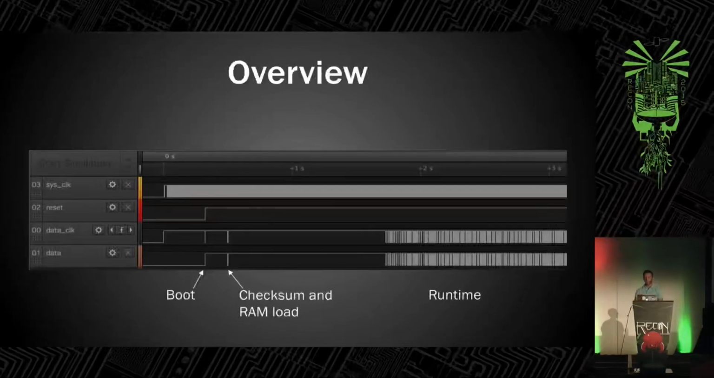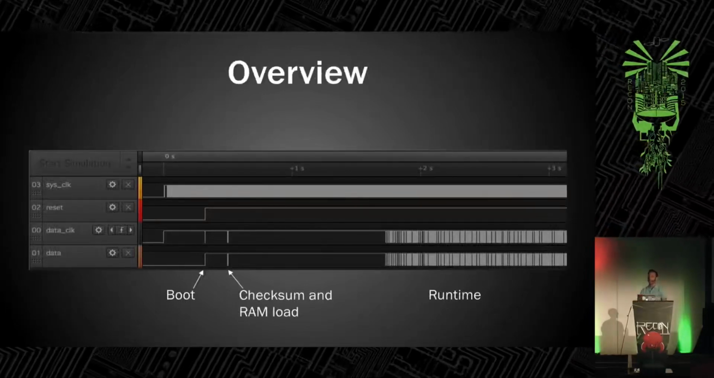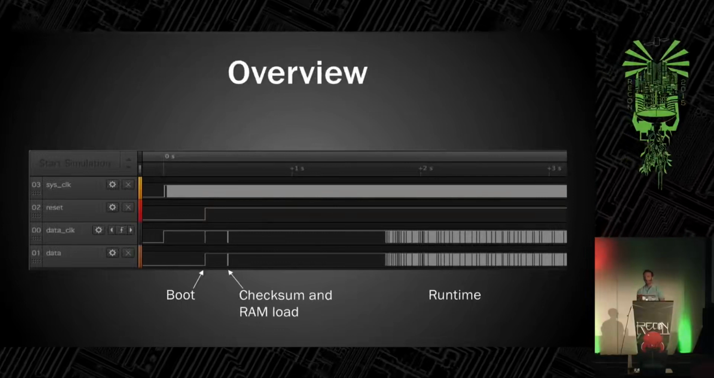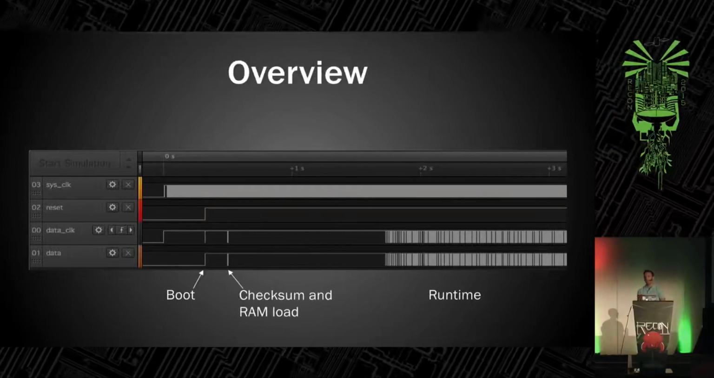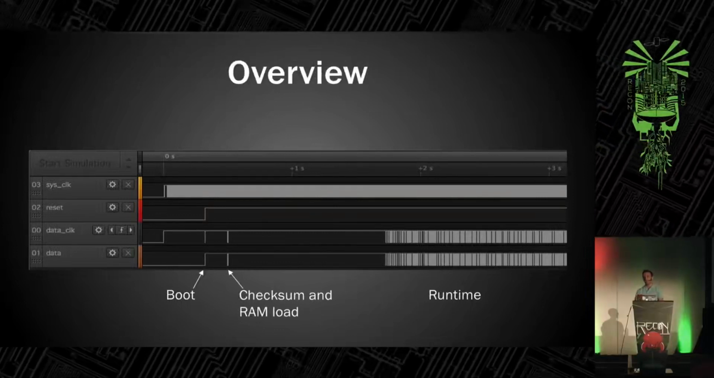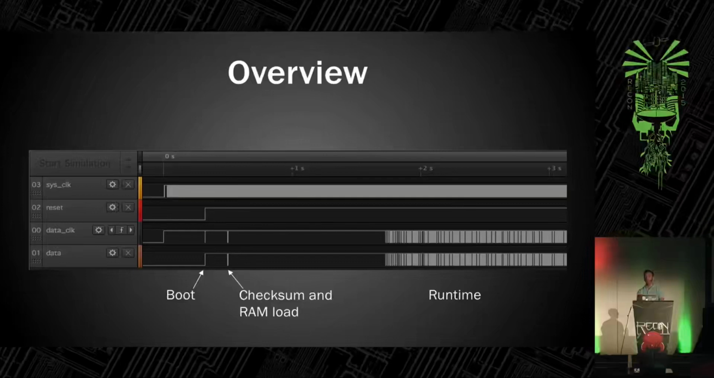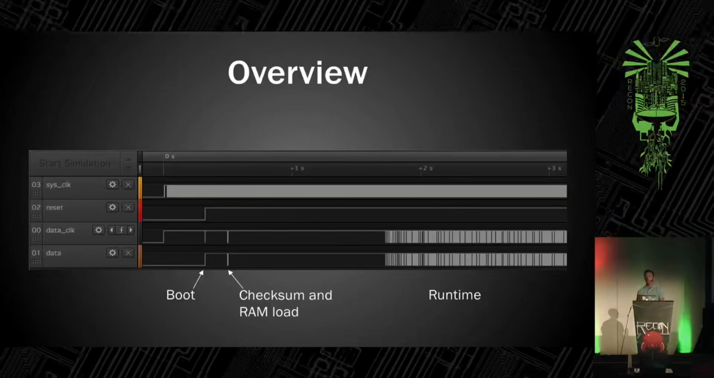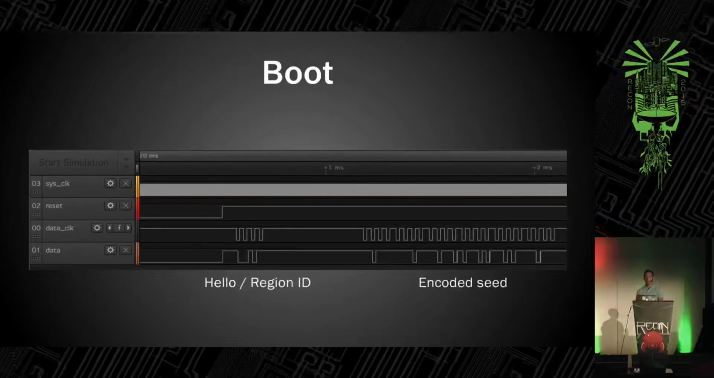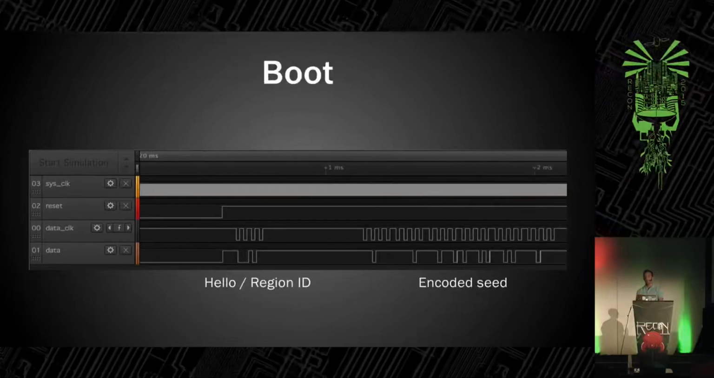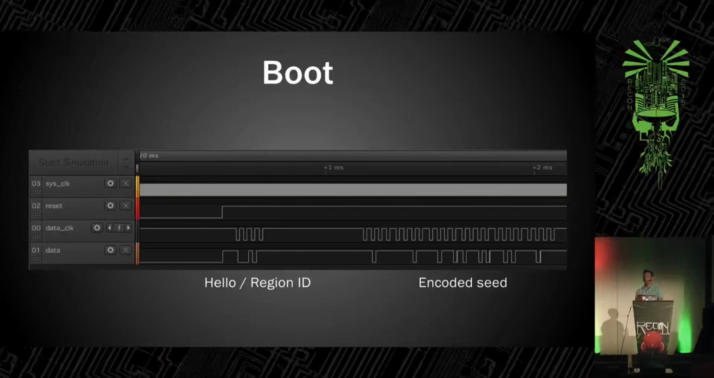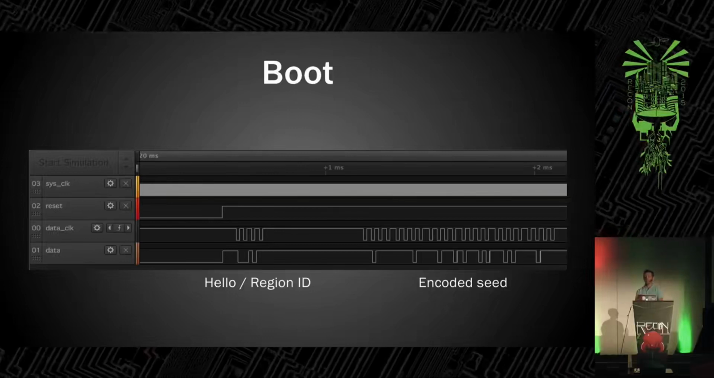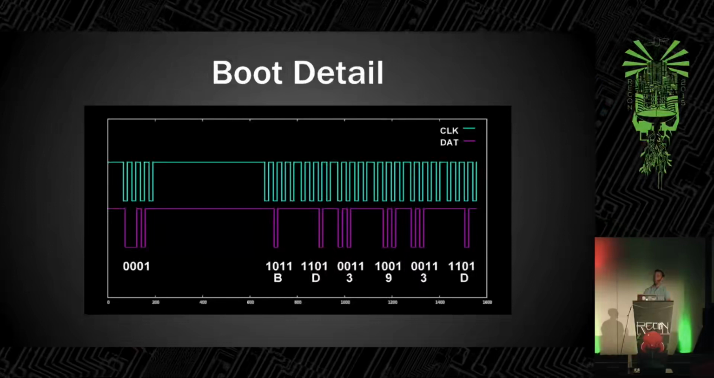And this is actually what it looks like on a logic analyzer. You can see the boot, the checksum, and the RAM load all happen in the first second and a half or so after the console starts, and then they enter this main runtime, and this main runtime never stops. To drill down a little bit into the boot, you can see the hello and the region ID followed by the seed, but the seed's encoded. We'll get back to that in a little bit. This is how you actually interpret the data.